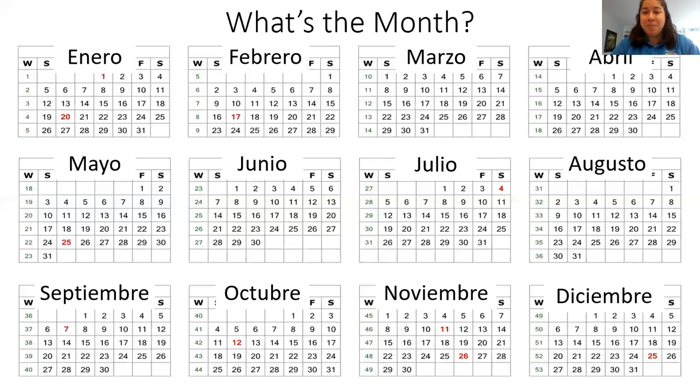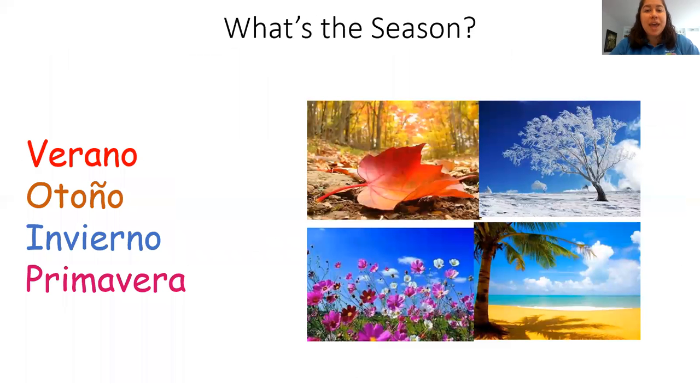I believe in you. All right, next we have what is the season? We have verano, otoño, invierno, and primavera. All right, so those are the 4 seasons in Spanish. Let's match them to their picture. So the first season I want to talk about is fall, with that beautiful orange leaf on the ground. What season is that in Spanish?